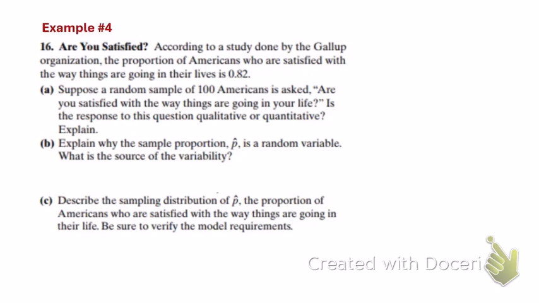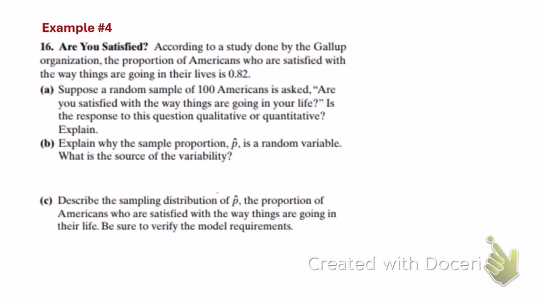The proportion of Americans who are satisfied with the way things are going in their lives is about 82%. So that means out of 1,000 people, 820 would be going, yeah, I'm okay. Suppose we get a sample of 100 Americans and ask them that question. Is this a quantitative thing or a qualitative thing? Whoa. Because? Quantitative why?